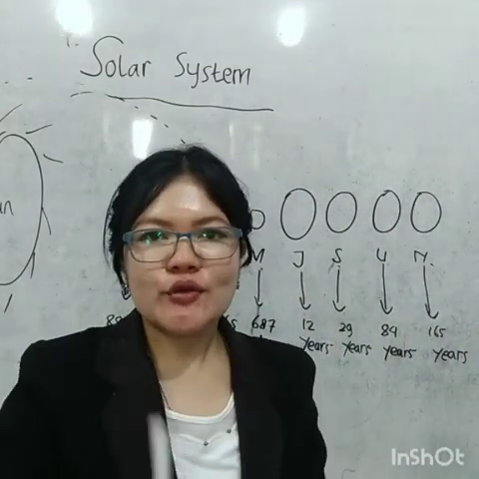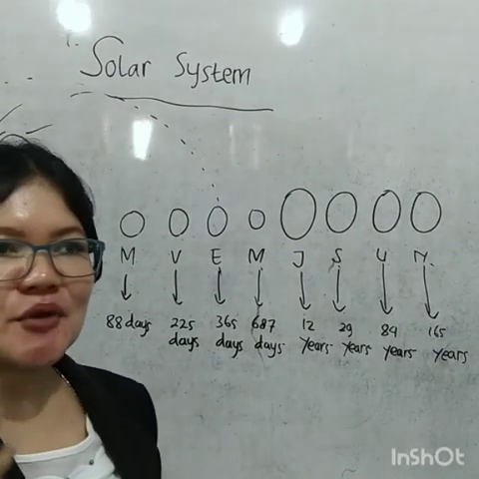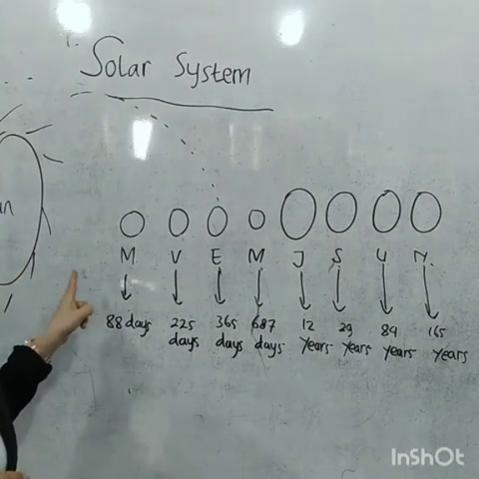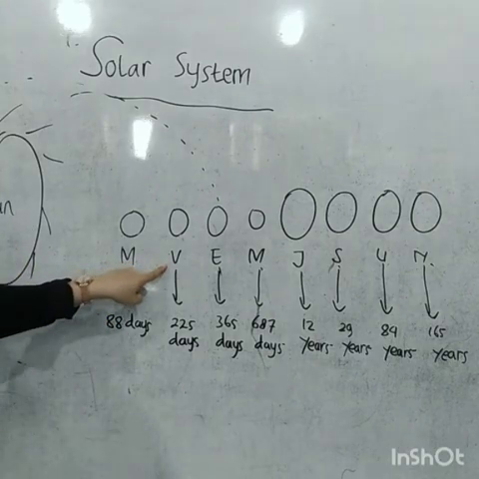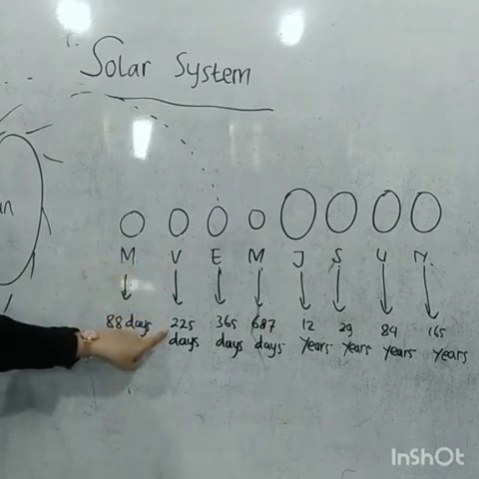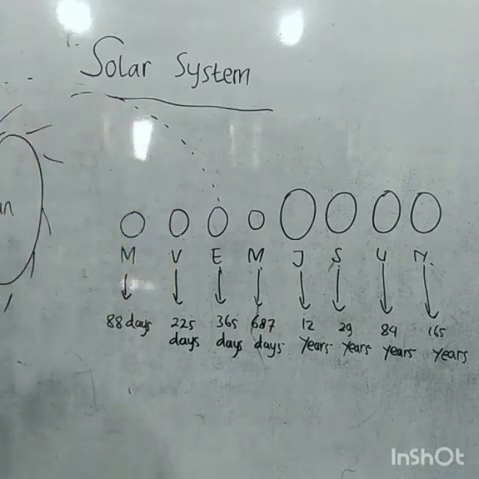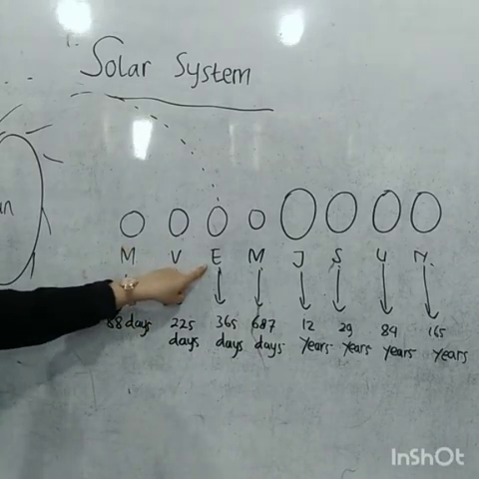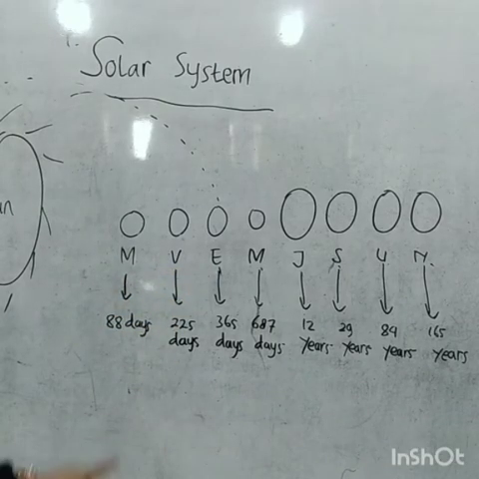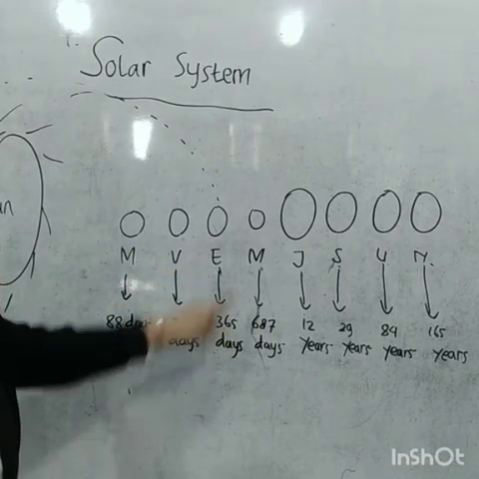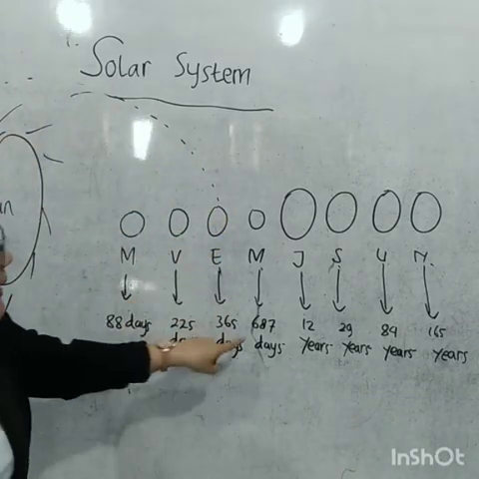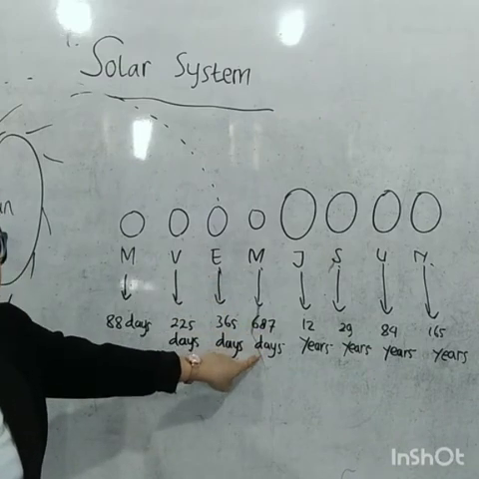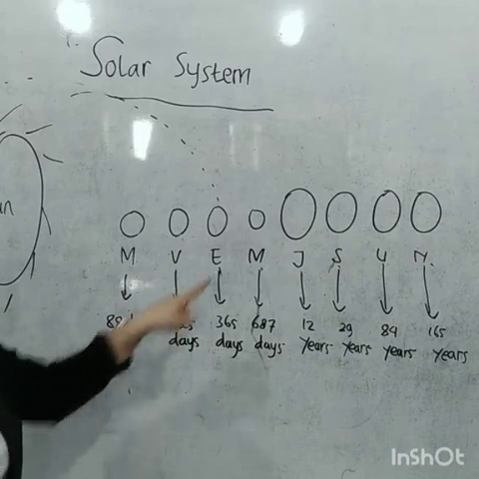So, if you want to get a birthday more than 1 or 2 times, you can move to Mercury. But it's impossible, ya, because Mercury is very, very hot. Okay, next, the second one, Venus. Venus needs 225 days to revolve around the sun. Next, Earth, you already know. Kalau Earth sudah pasti tahu semua. Earth takes 365 days. Next, Mars, 687 days to revolve around the sun.